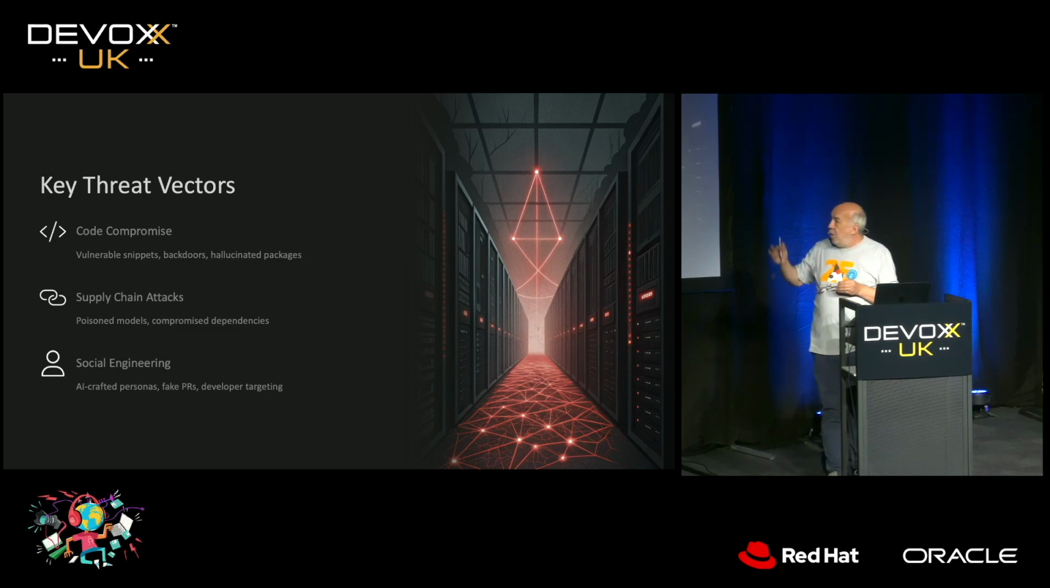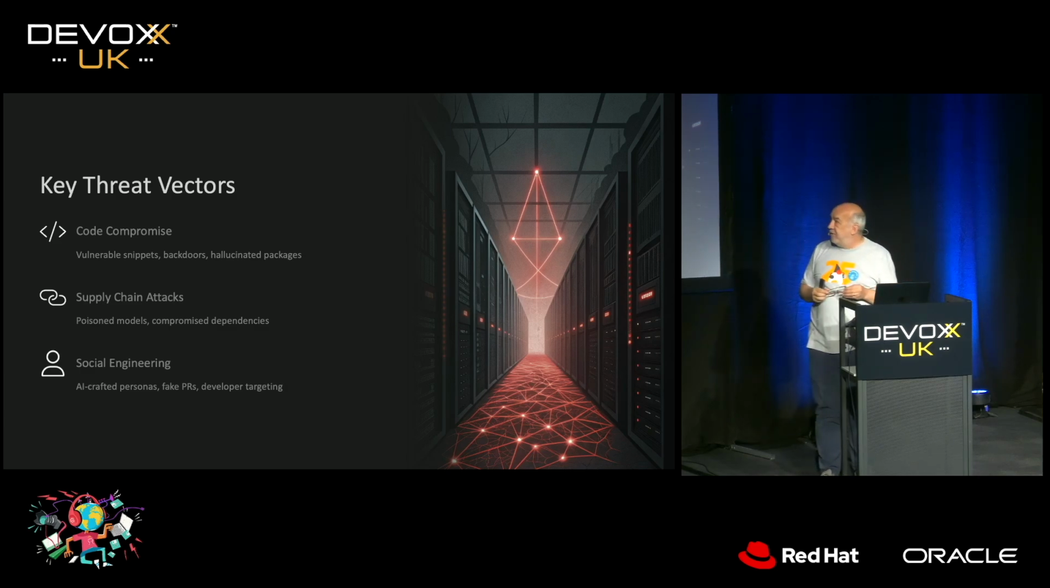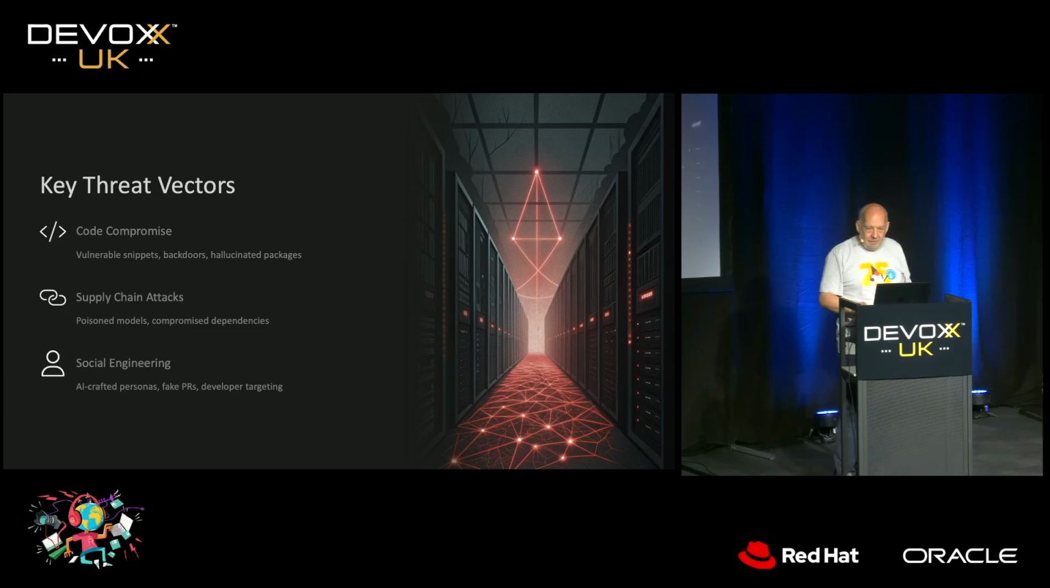We're going to look at code compromises, how AIs compromise the code that gets created. We'll look at supply chain attacks, which is how they get into your dependencies and what that means. And we'll also look at how they do AI social engineering, how they affect people who are part of the open source community and even yourself.